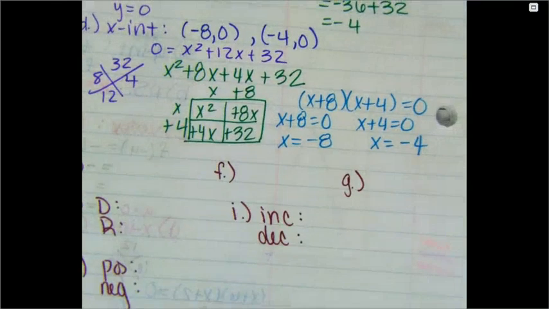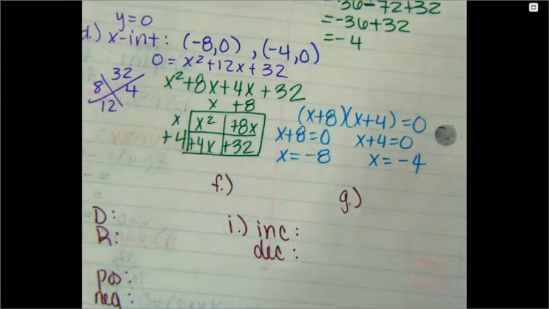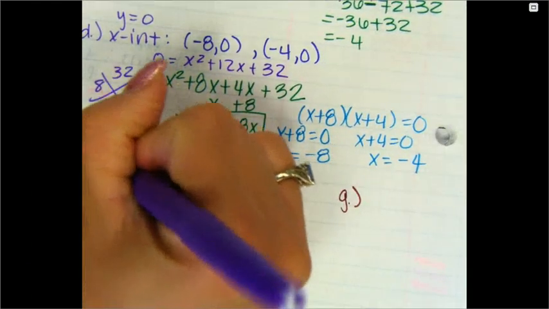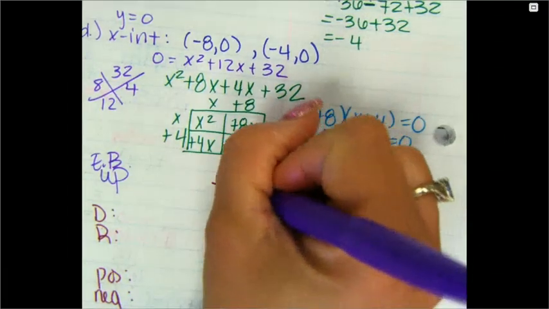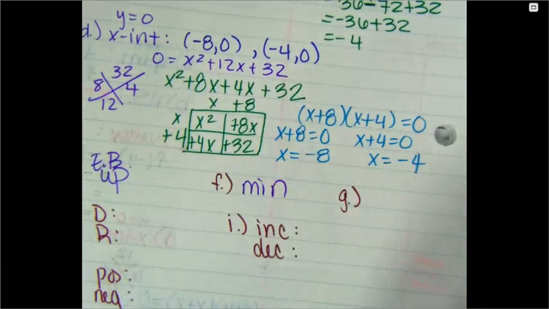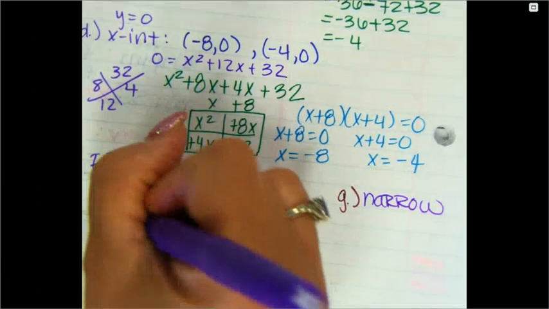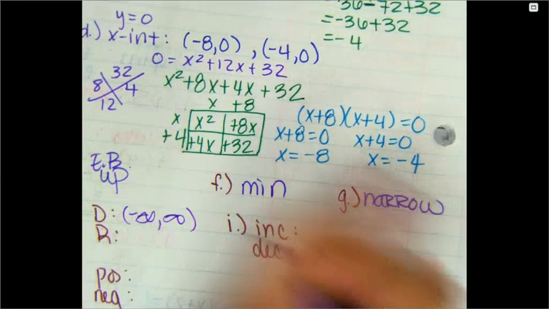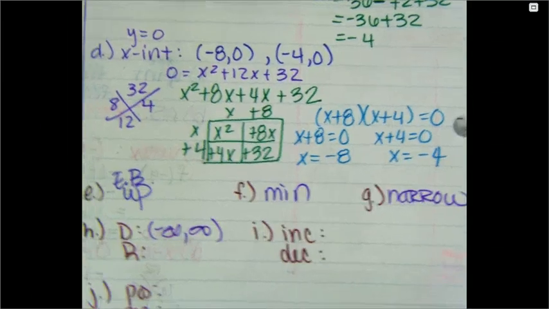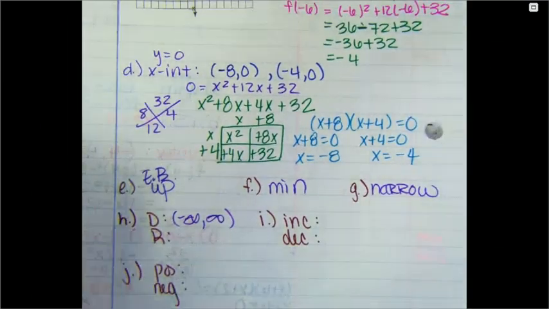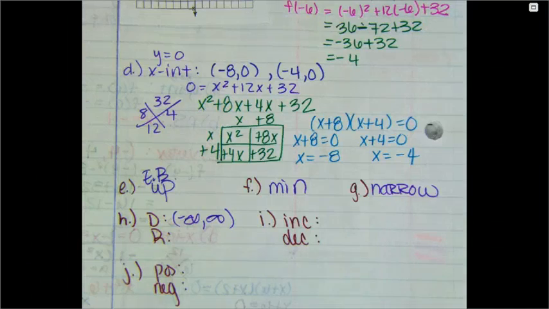And behavior. You should be able to tell me that. What is it? Up. Min or max? Narrow or wide? Domain? Good. My infinities are looking like a hot mess right now. Anything else? Range. Let me graph it first, and then we'll talk about range. For some people, it's easier.